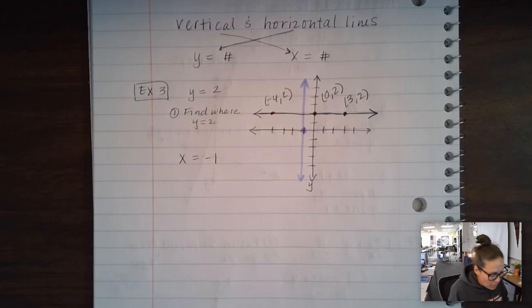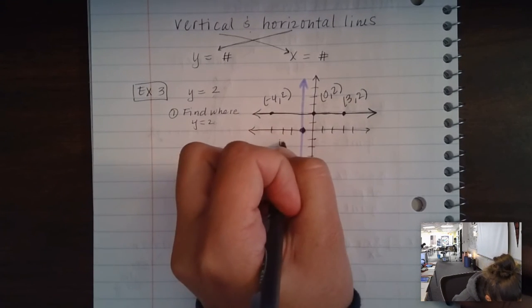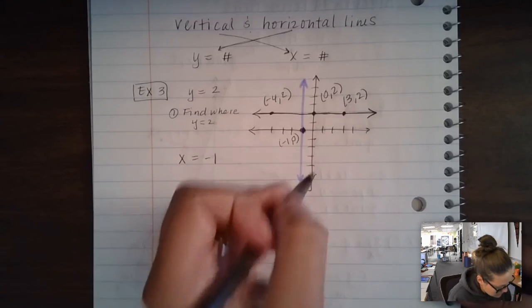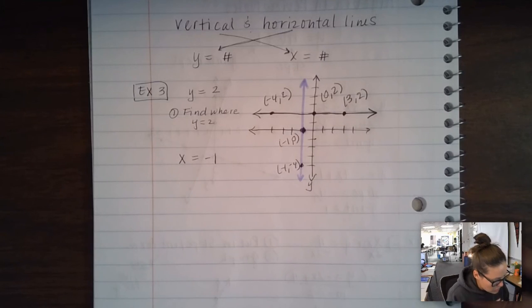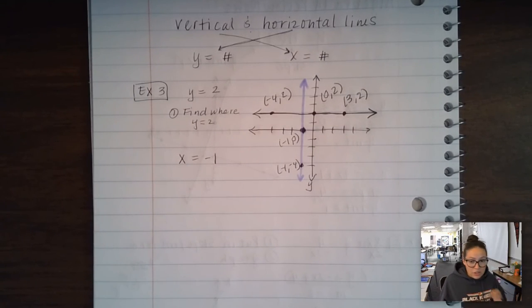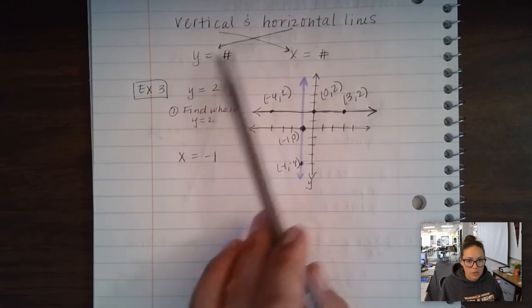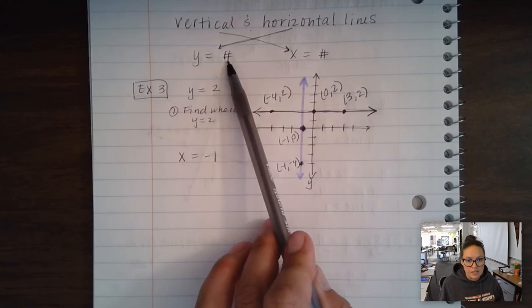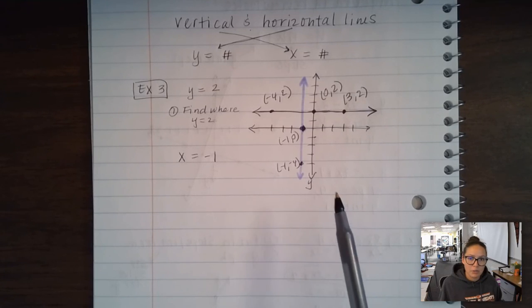And again, it follows the same pattern. If I pick any point on that line, it's going to have an x value of -1. So like this one right here is -1, 0. This point here is -1, -4. So what you need to remember is that vertical lines are x equals a number, and horizontal lines are y equals a number. And that will help you as you're doing some of the homework problems here in a little bit.